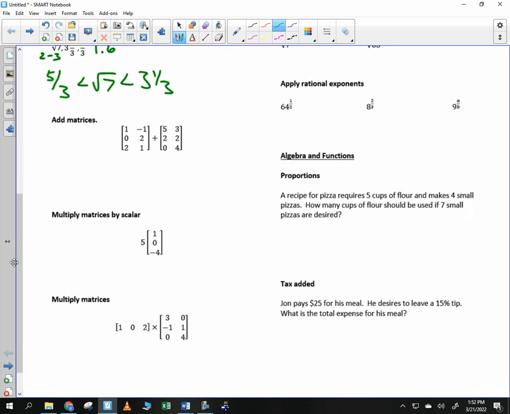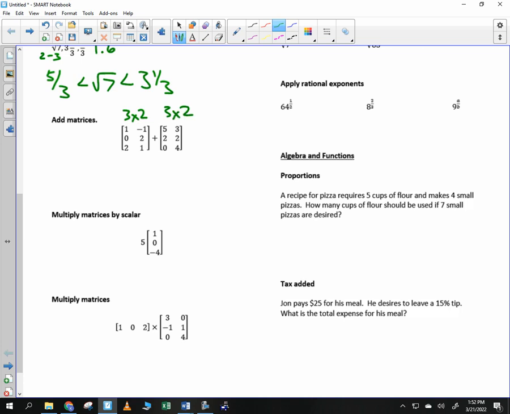Other things that deal with number sense, they want you to be able to add matrices. Do you remember how to add matrices? Yep, we judge a matrix's size by the rows and columns. So it has 3 rows and 2 columns. So this is a 3 by 2 matrix, and this is a 3 by 2 matrix.